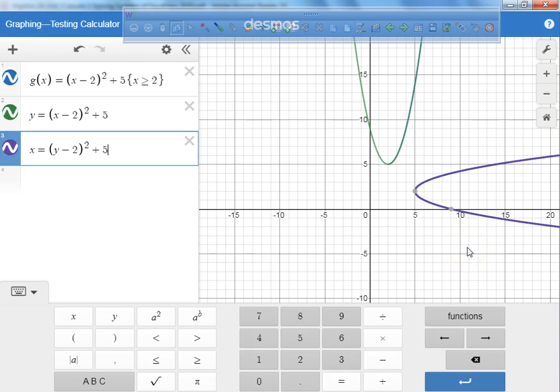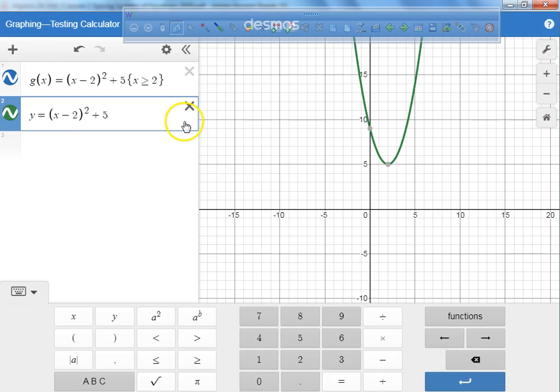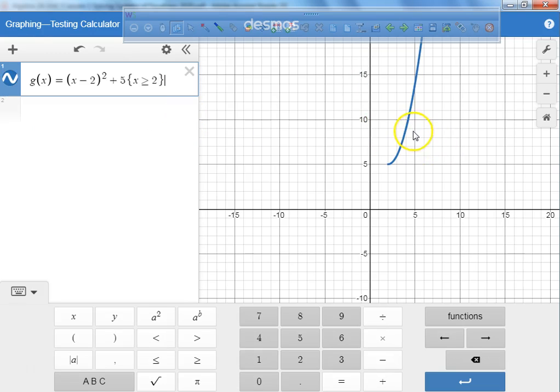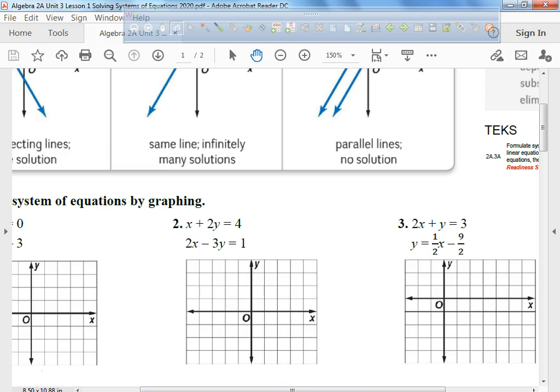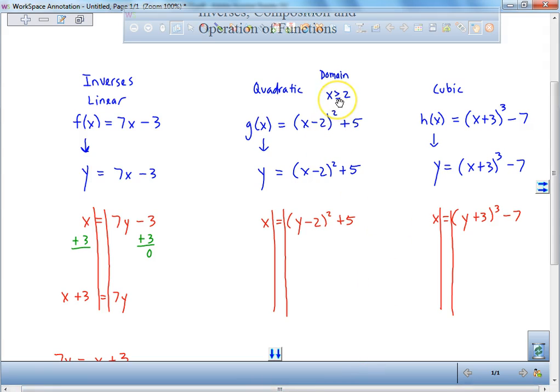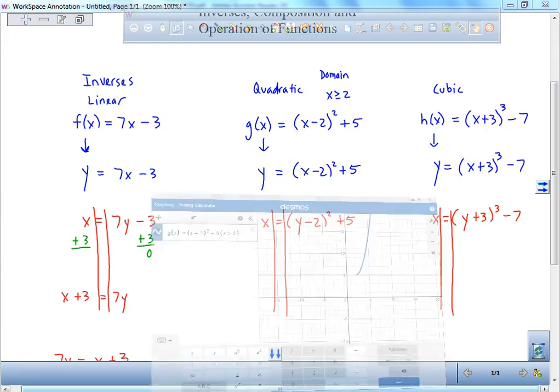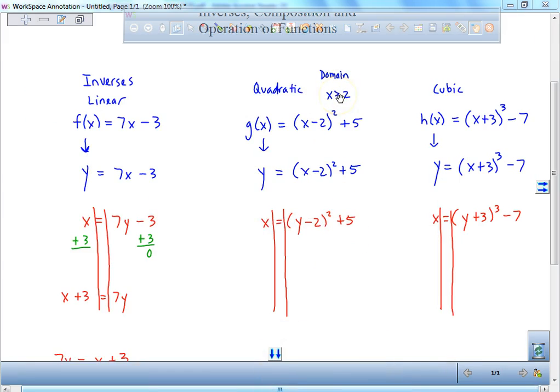So what did we have to do? We have to restrict the domain so that we can actually find the inverse. So can I find the inverse of just that half? I can, because does this pass the horizontal line test? We talked about the horizontal line test. So I restricted the domain. So if you're wondering why in the world I put x is greater than or equal to 2, I'm trying to restrict the domain so we can actually solve for it. So that's why I said x is greater than or equal to 2.